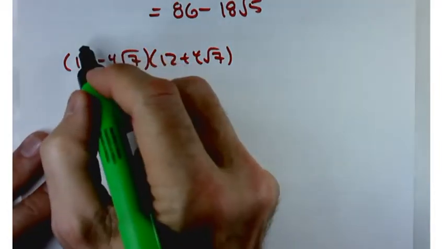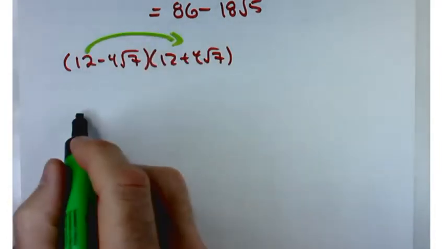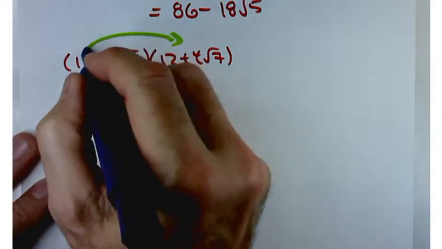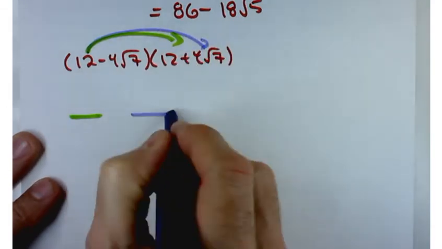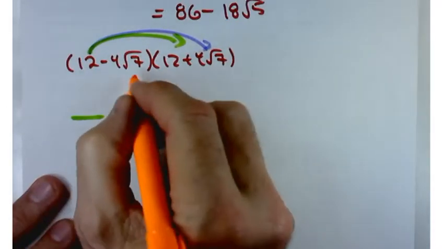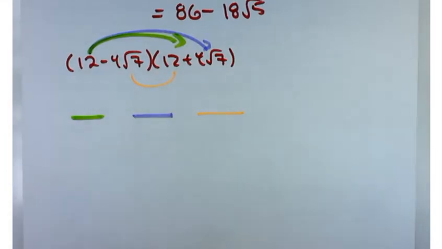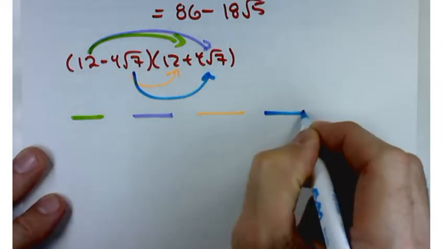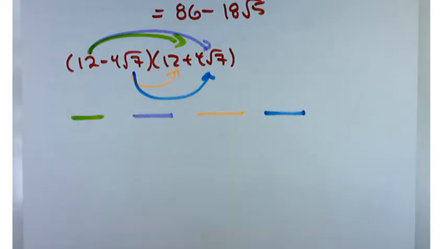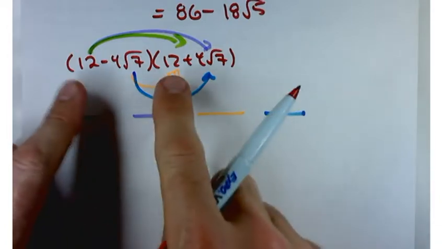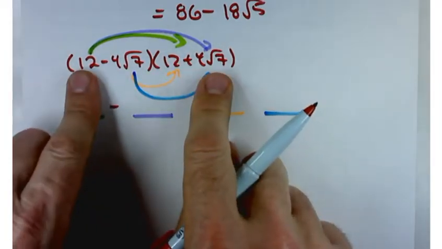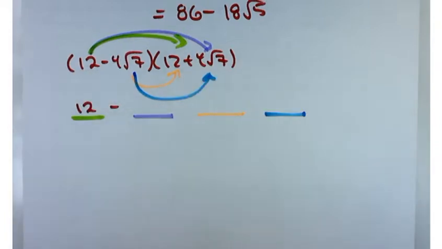We'll do the first terms, then the outside terms, so that would be these two. Then the inside terms, which would be these two. And finally the last terms, which would be these two. I think I went too far down on that one, but that's all right. First terms, 12 times 12 is 12 squared. How about the outside terms? What is the 12 going to multiply in that outside term?